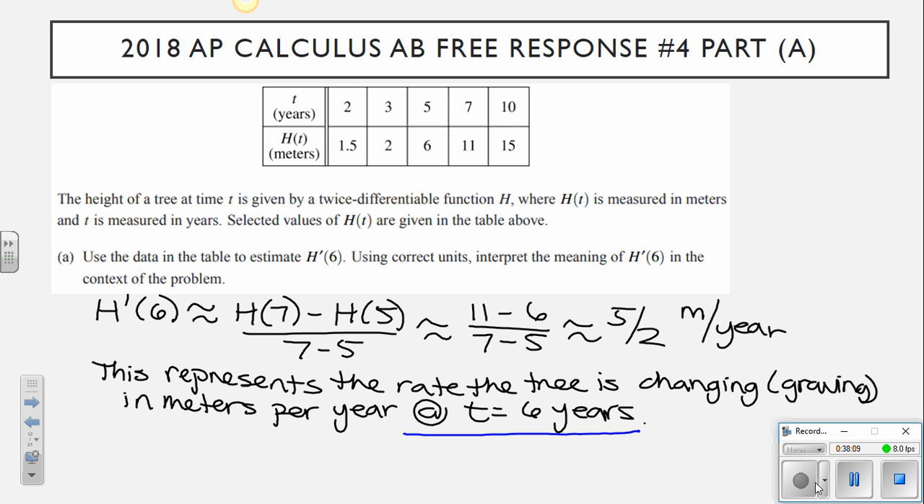All right, I'll put my answer up here when you are ready to check. You would get 1 point for this and 1 point for that. That's not like how much it is growing. I would ask you to interpret what it is in the context of the problem. It's the rate that you're growing at 6 years. You can also say the rate that it's changing if you don't want to say growing.